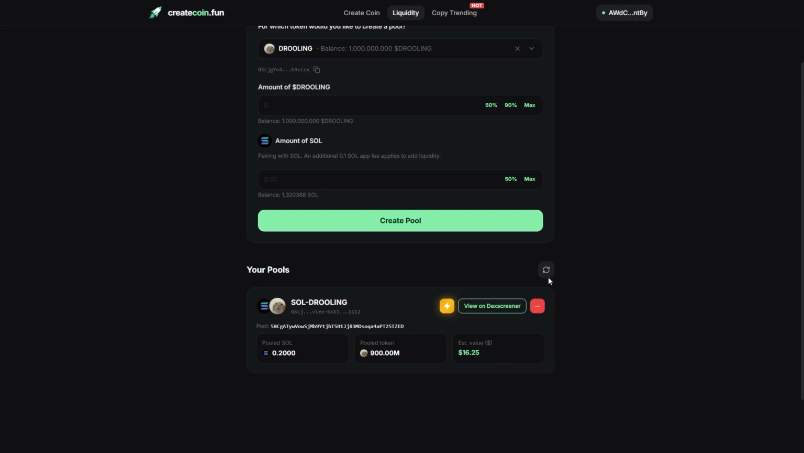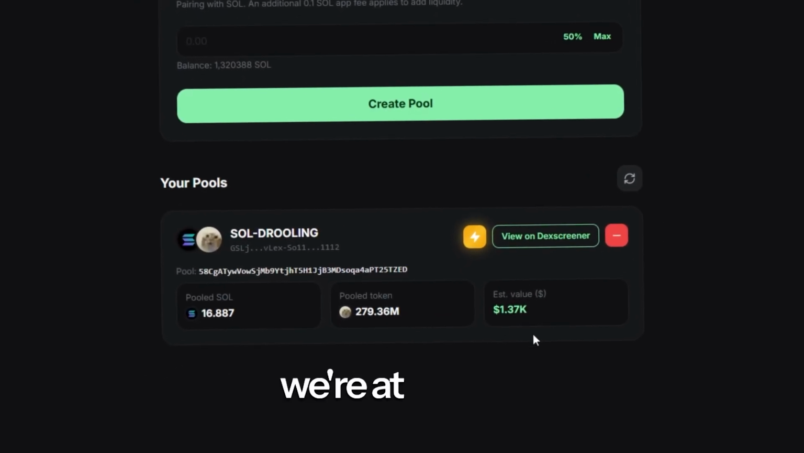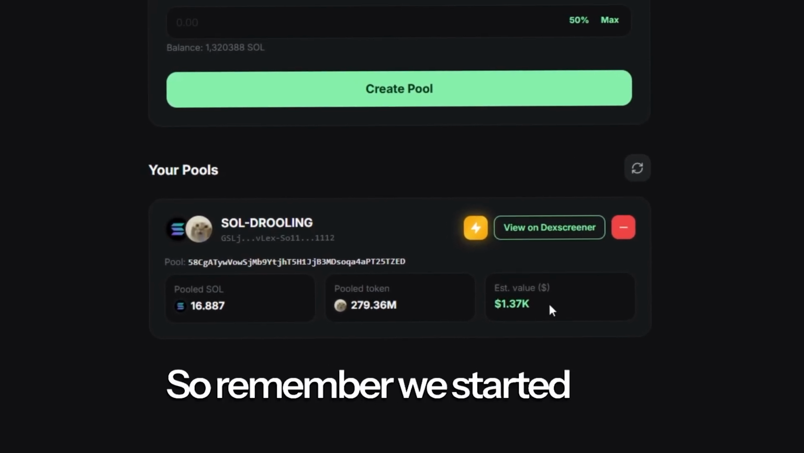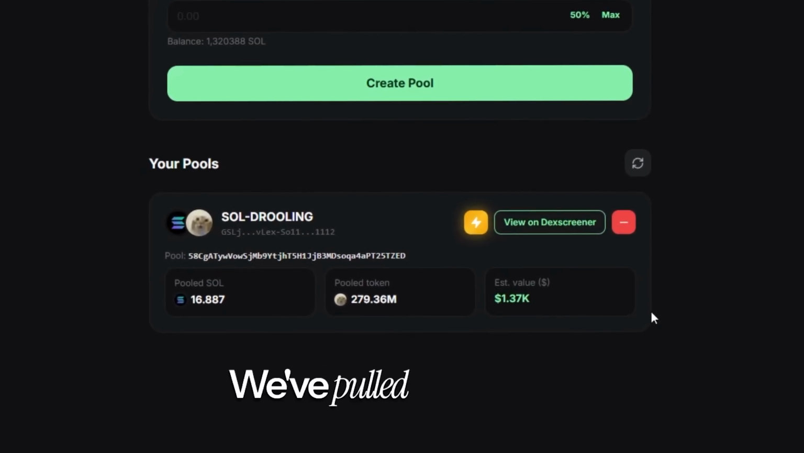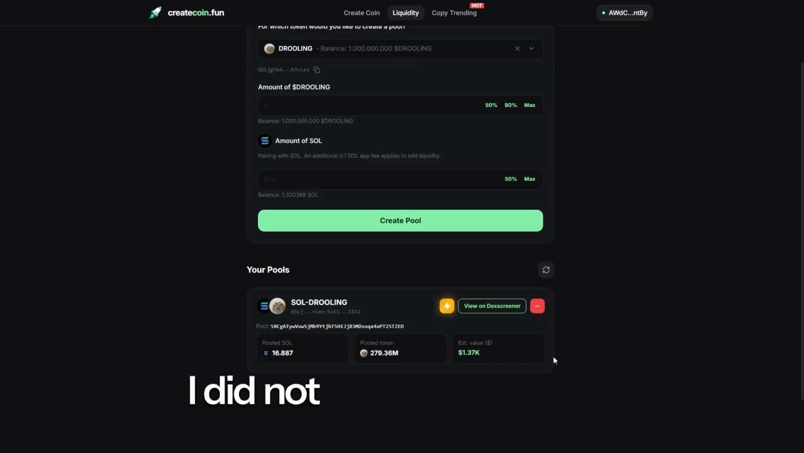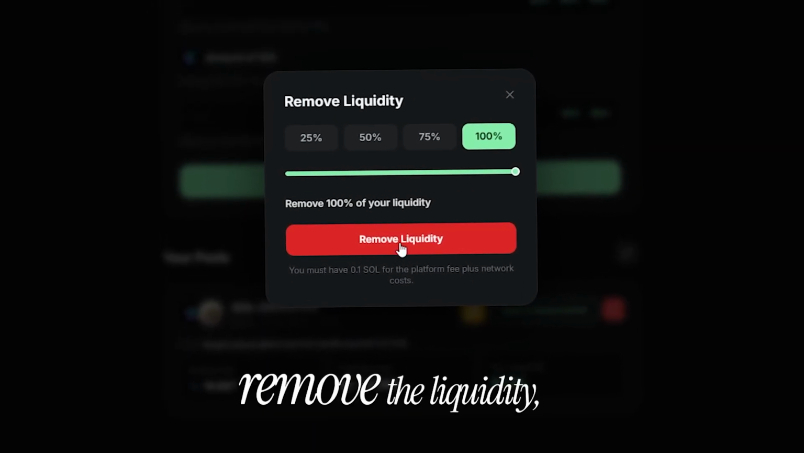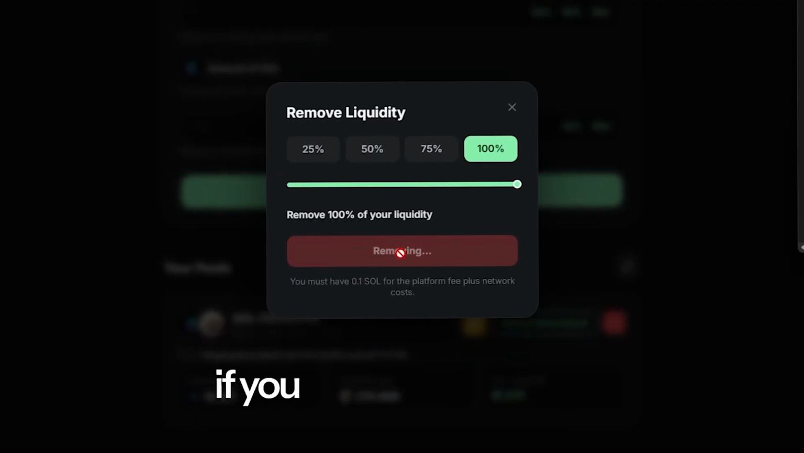Back to createcoin.fun. Now what we're going to do is have a quick refresh. Let's have a look at our estimated value. Right, we're at 1.37k. So remember, we started at around about $16, I believe. We've pulled 16.8 SOL on the coin. This is a great result. And as you can see, I did not run this for very long. Hit the minus button, pull out 100%, remove the liquidity, confirm the transaction if you want to be paid.